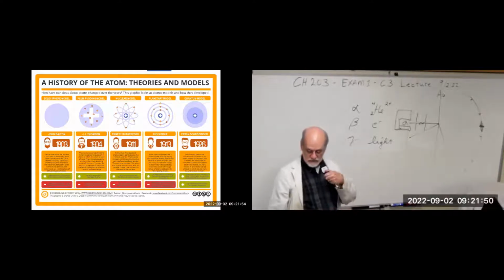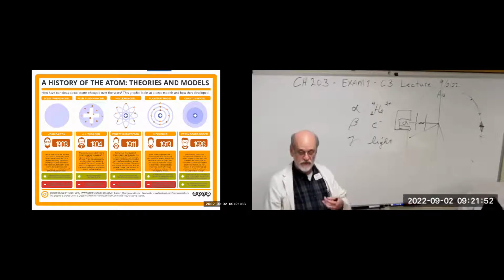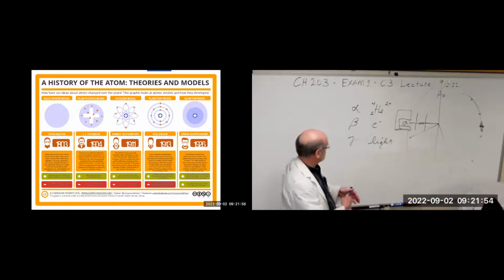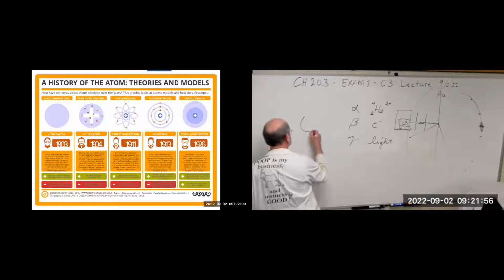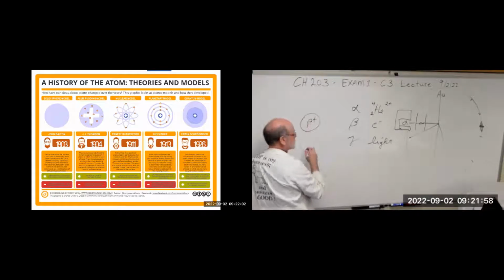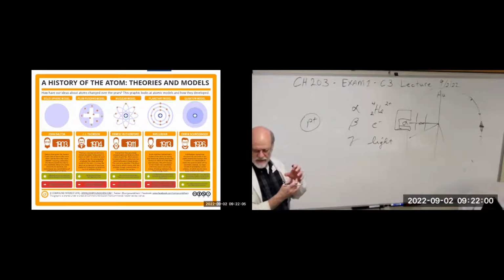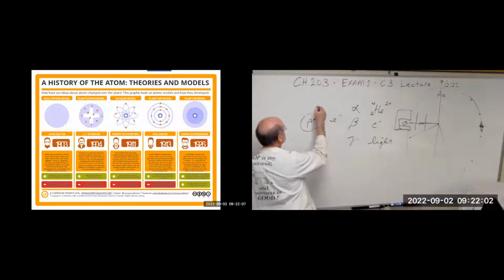And now we know the atom's structure is essentially a nucleus with the positive charges in the middle, all the dense matter there, and then the electrons are out here somewhere.